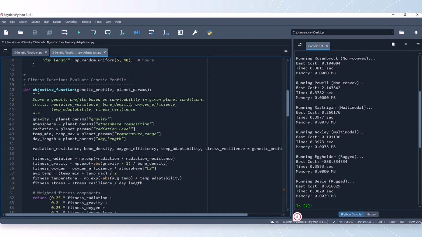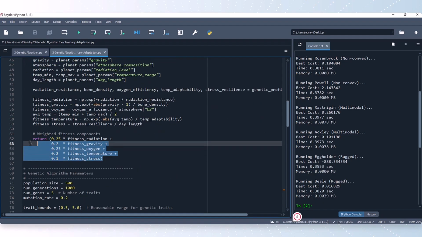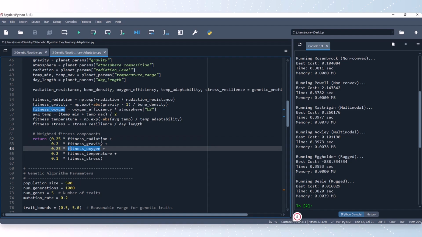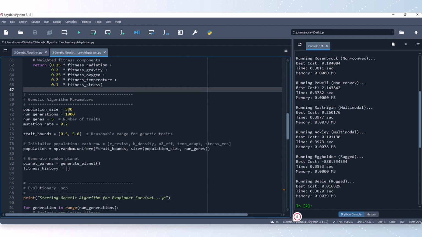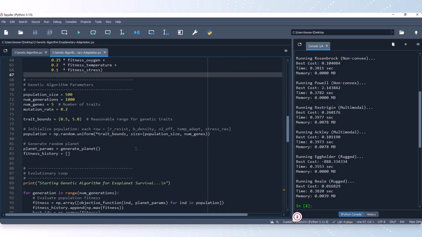Then we have the fitness function evaluation for the bioorganism. This one scores a genetic profile based on survivability in the given planet conditions. Traits or features are radiation resistance, bone density, oxygen efficiency, temperature adaptability, and stress resilience. Also here we have the weights. We consider 25% weight for radiation and oxygen, 20% for gravity and temperature, and 10% for stress resilience. For the genetic algorithm parameters, we consider a 500 population size, 1000 generations, and we have 5 features, which are these 5. And mutation is considered 2%, with a range for genetic traits or features.